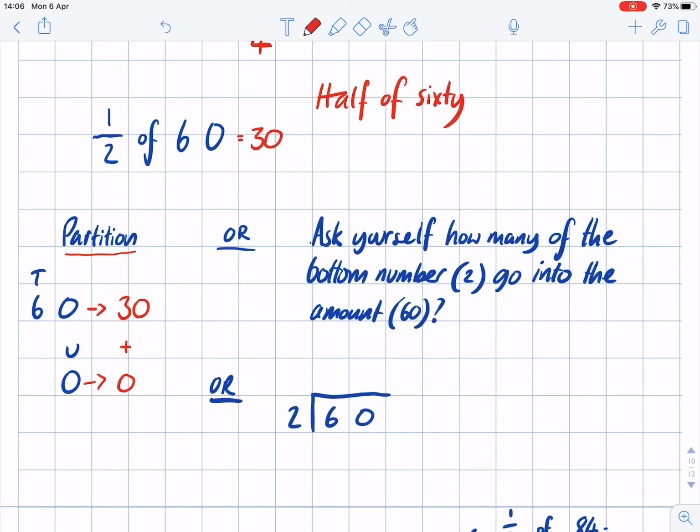The second way is to ask yourself how many of the bottom number, which in our example is 2, goes into the amount, which is 60. So how many 2's go into 60? Well, if I count up, it's 30 2's. That's a bit more complicated. And my last way, which is 3, is I can turn it into a division. When I'm halving, I'm dividing by 2. So if I know my bus stop method, how many 2's go into 6? It's 3. How many 2's go into nothing? Nothing. But we're going to focus on this partitioning method today.